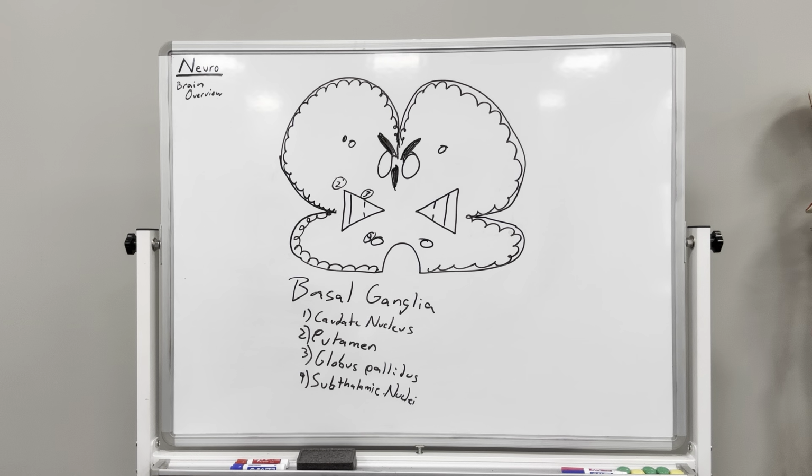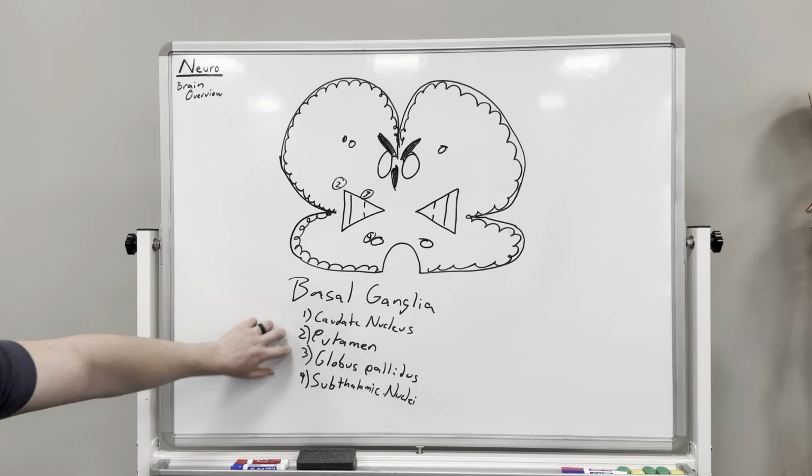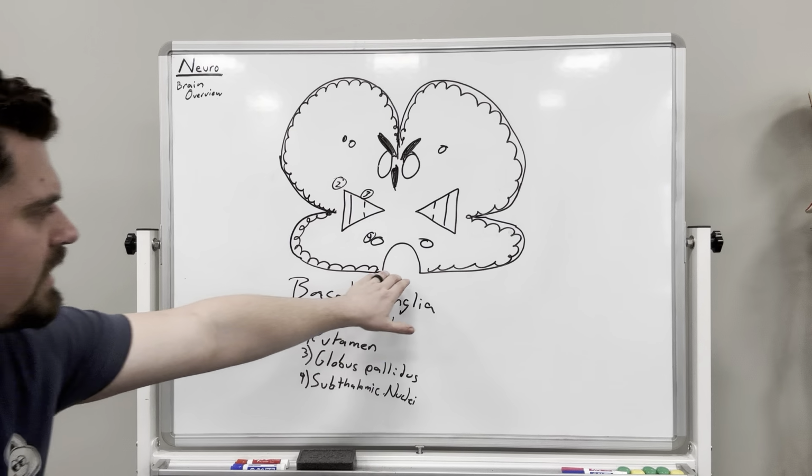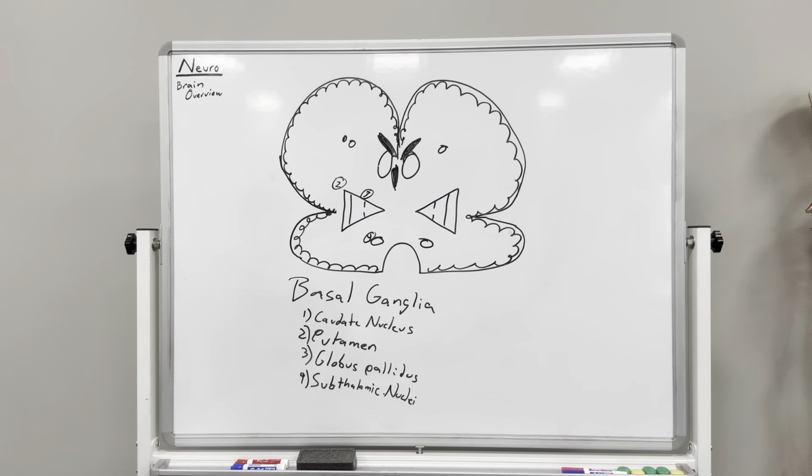And there's another part of the basal ganglia that is located in the midbrain. However, it's not pictured, but that is the substantia nigra. And that is going to be really important when we talk about Parkinson's disease, but we're just not quite there yet. So yeah, that's the basal ganglia. That covers that for the most part.